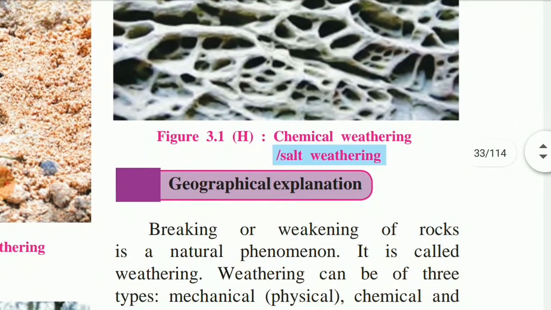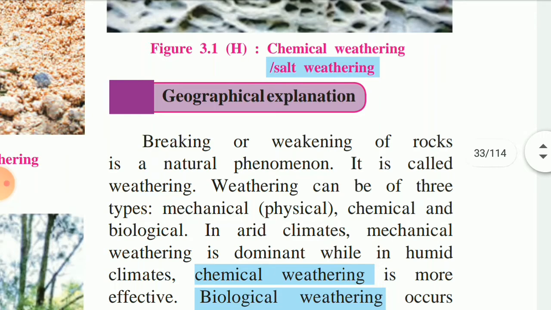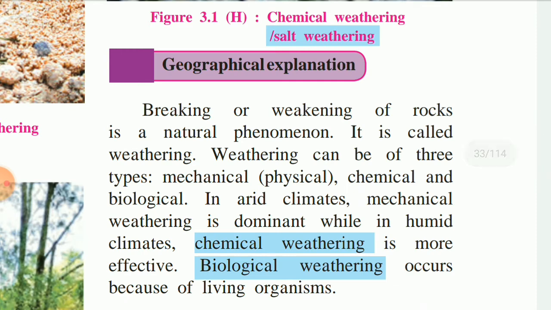So let us see the geographical explanation. Breaking or weakening of rock is a natural phenomenon. It is called weathering. It is but natural that rocks get broken, or become weak, and then fall apart. Weathering can be of three types: mechanical weathering, which is also called physical weathering, chemical weathering, and biological weathering.